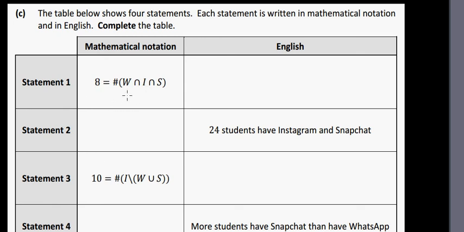In the first case here we have 8 is equal to the cardinal number of w intersection I intersection s. So what does that mean? Well, it means the number of students who have WhatsApp, Instagram and Snapchat, who have all three, is 8. So we would just write 8 students have all 3 apps, or some version of that anyway. Okay, let's look at the next one then.